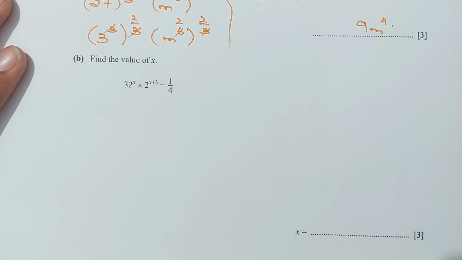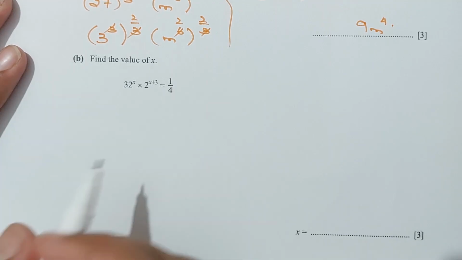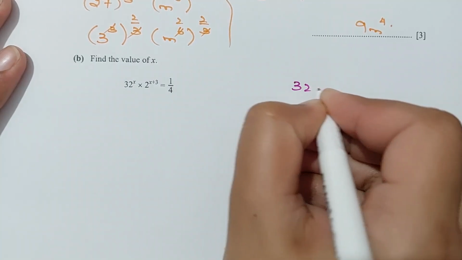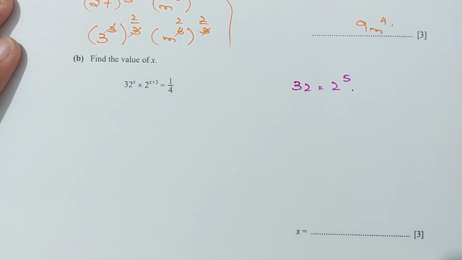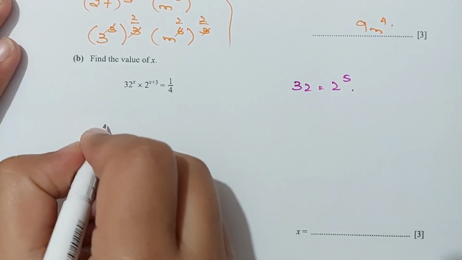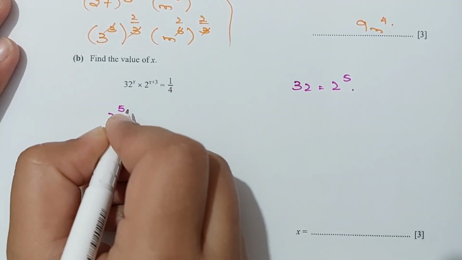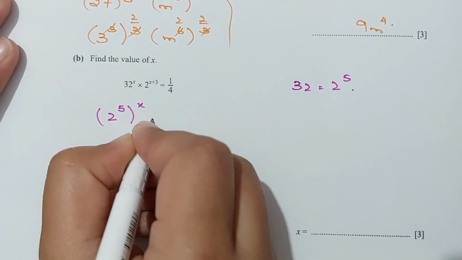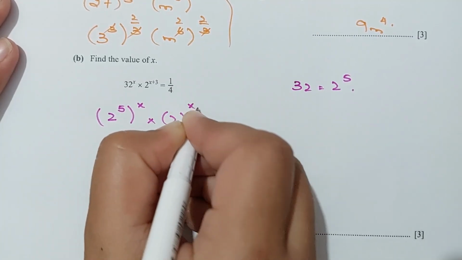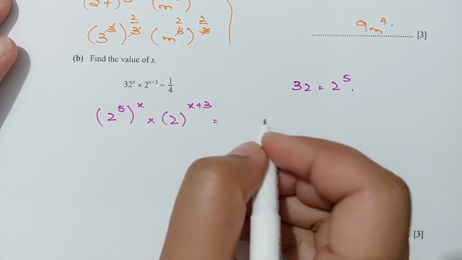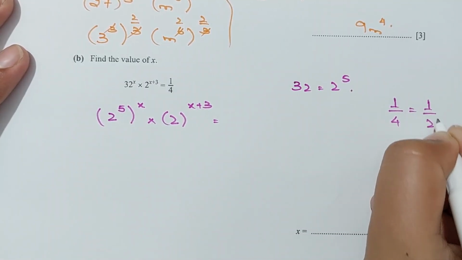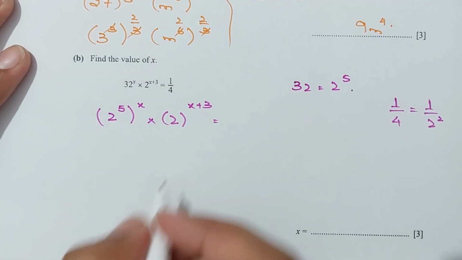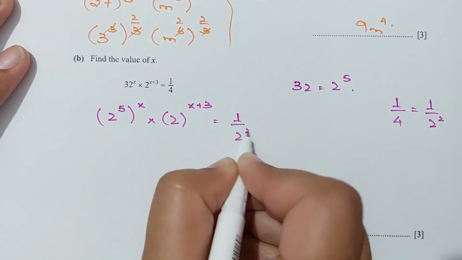Now for part B, find the value of x. Okay, 32 is 2 to the power 5. You must learn some powers as well because it is a non-calculator paper. So 2 to the power 5, and the whole power is x, times 2 to the power x plus 3, equals 1 over 4. 1 by 4 is basically 1 over 2 square. Shift this into the numerator, or we can say 1 by 2 square. Keep it as it is.